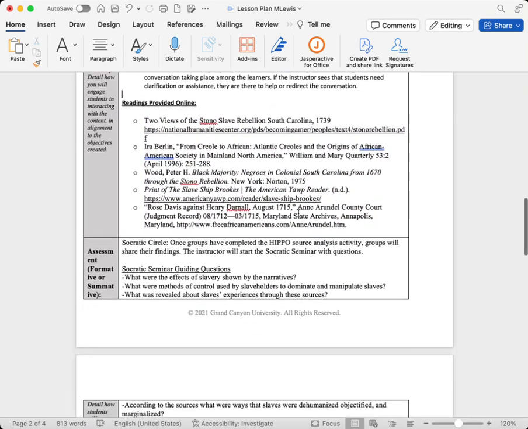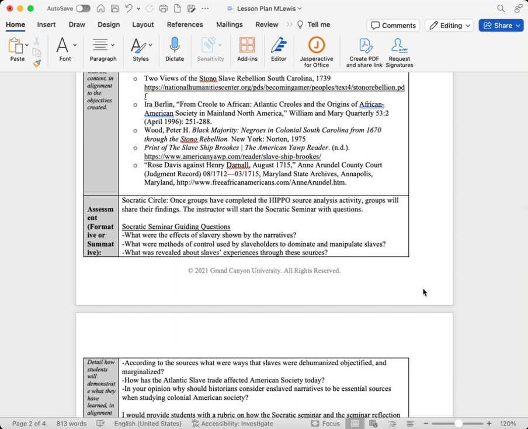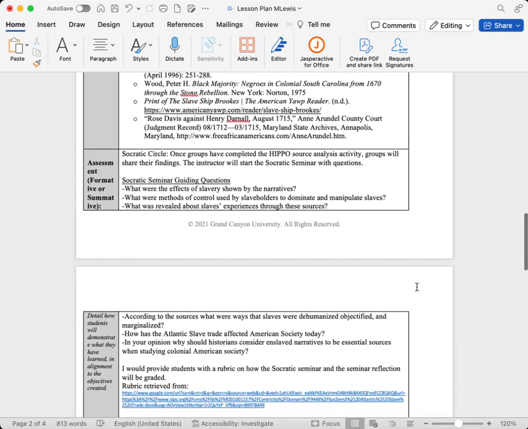Once the groups have completed the Hippo source analysis activity, groups are going to share their findings. This is going to segue us into the instructor starting the Socratic seminar questioning. And some of these Socratic seminar questions that I have are right here, such as what were the effects of slavery shown by the narratives?